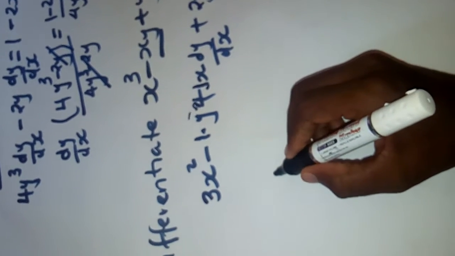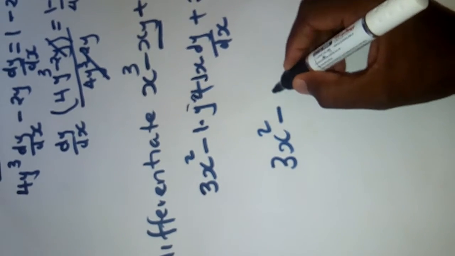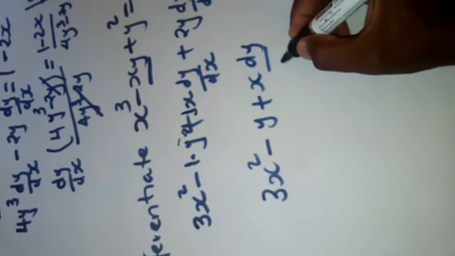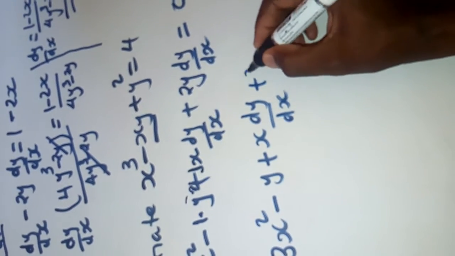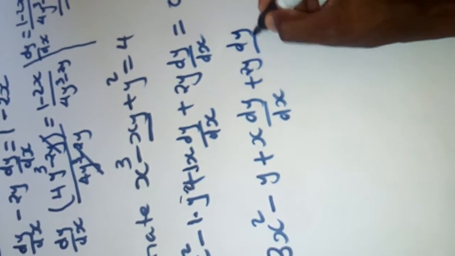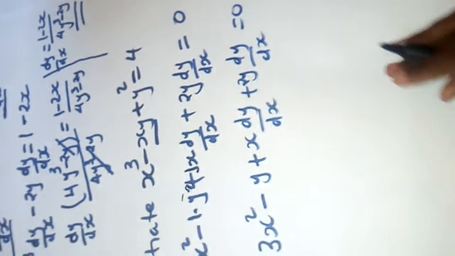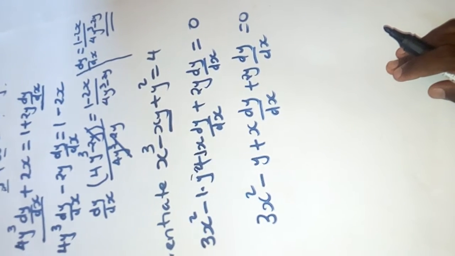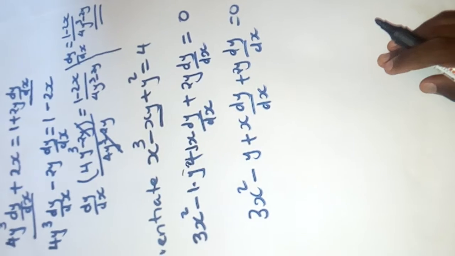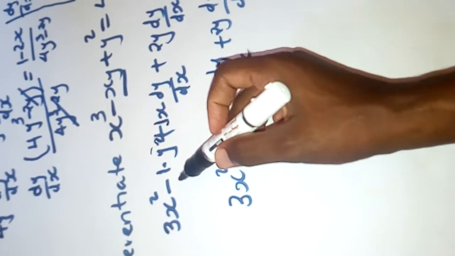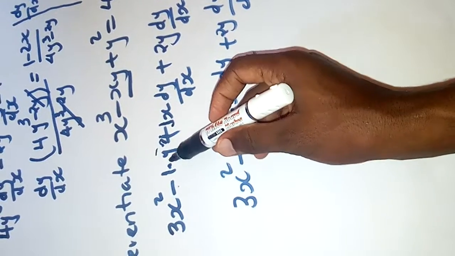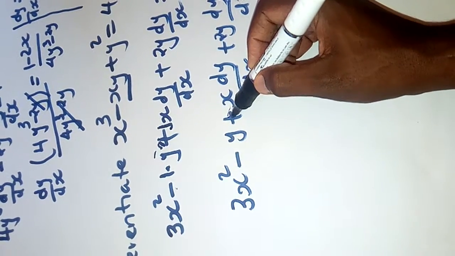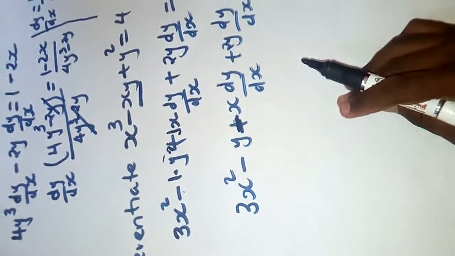So we are going to have here 3x squared minus y plus x dy dx plus 2y dy dx is equal to 0. So we combine expressions that have a common factor, that is expressions that have dy dx. Now here we forgot that if we multiply negative with positive, we are supposed to be having a negative.